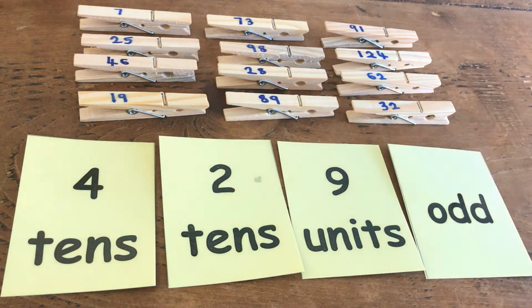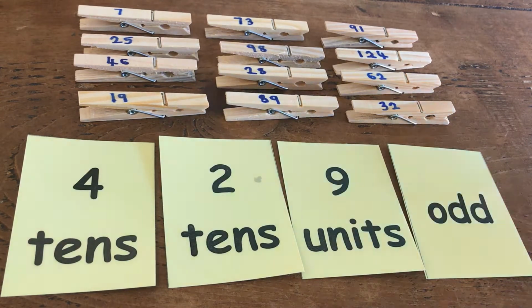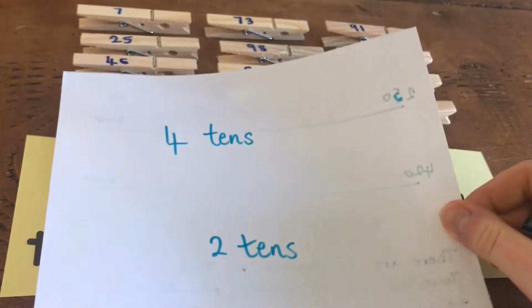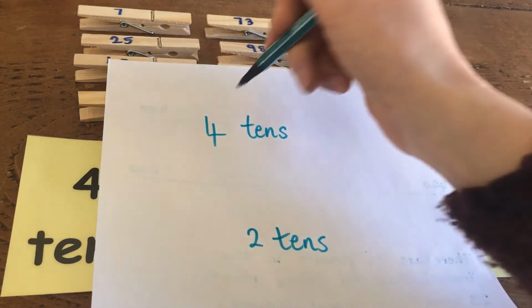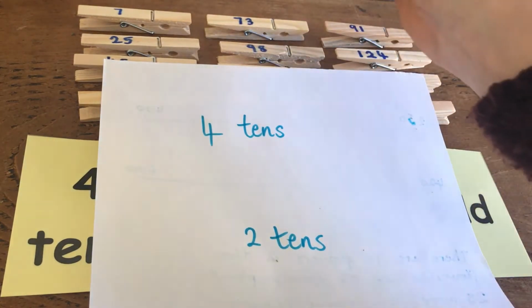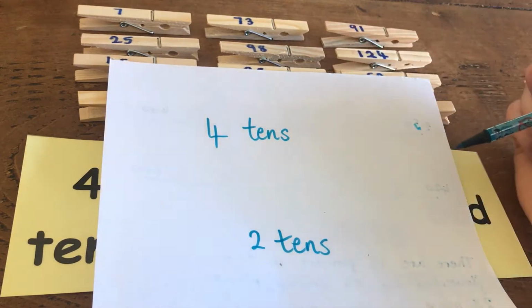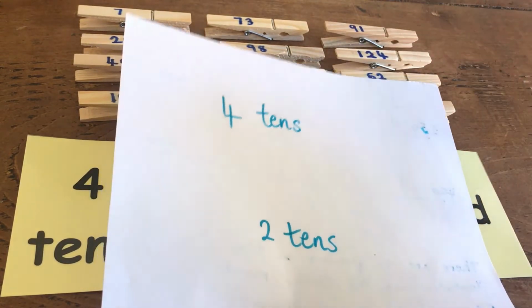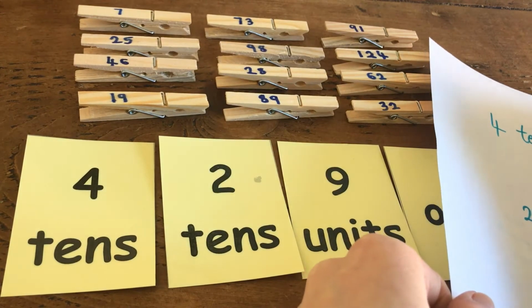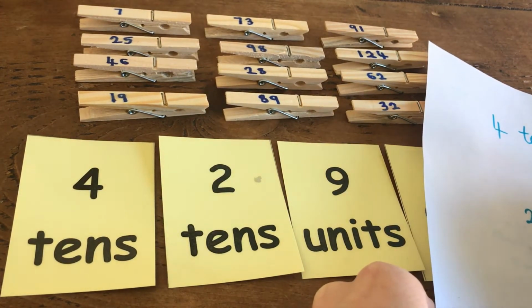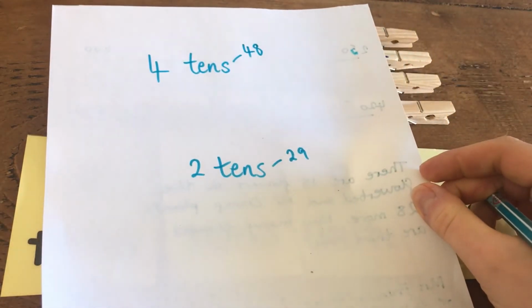So for example, what you might want to do on a piece of paper, I'll just show you very quickly over here, is writing down the yellow cards. Okay, so for example, I've written down 2 tens, 4 tens and 2 tens, and then around this you can write down any of the numbers on the pegs which would fit that group. So for example, if we had the number 48, then that could be put around this one, and if I had the number 29, that would be put around that one there.